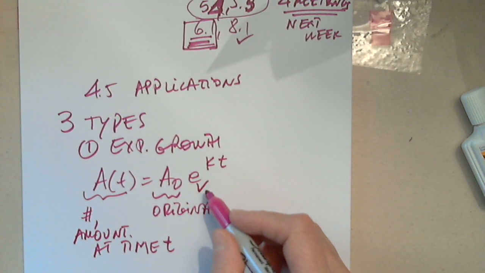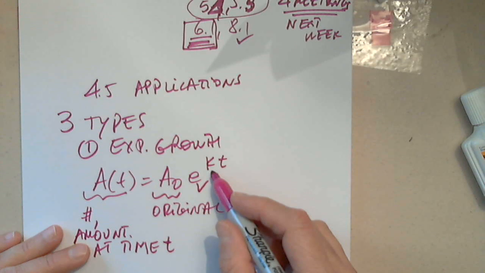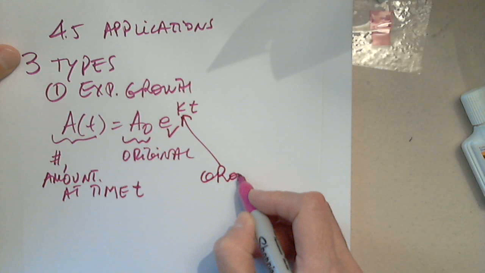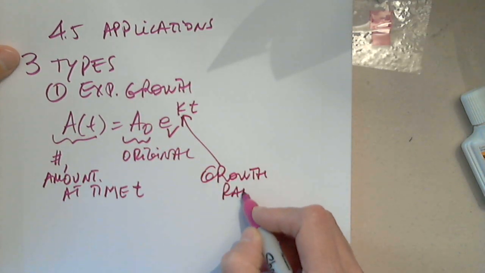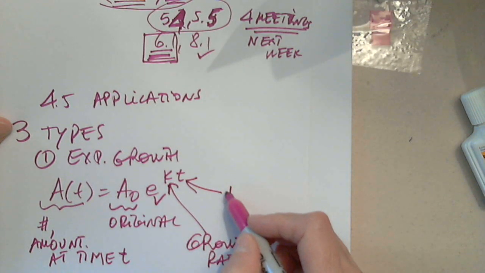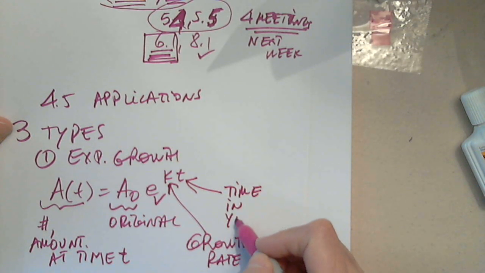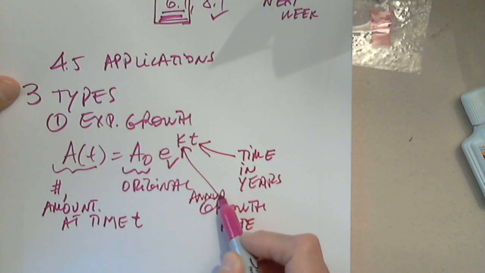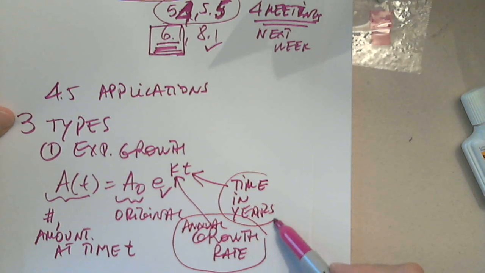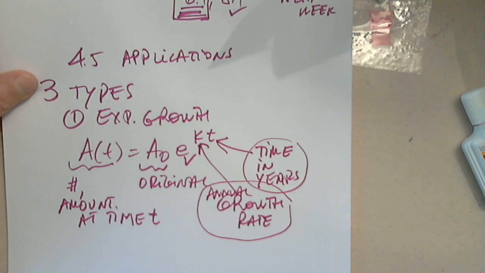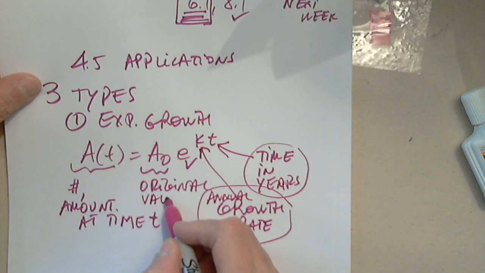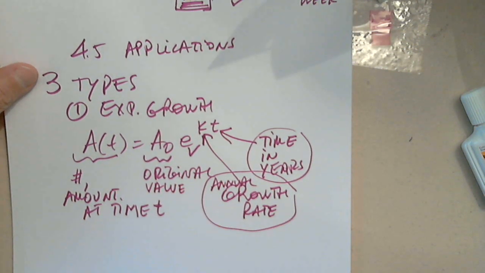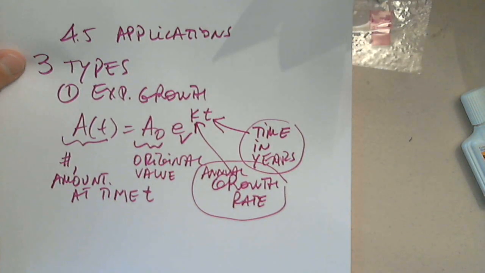Of course, this is our friend e from the calculator. Euler's number is called. k is the growth rate. And this is time in years. So this is the annual growth rate, time in years, everything is the same that we had before. The original value, or the starting point, the initial value if you want, and this is at time t.